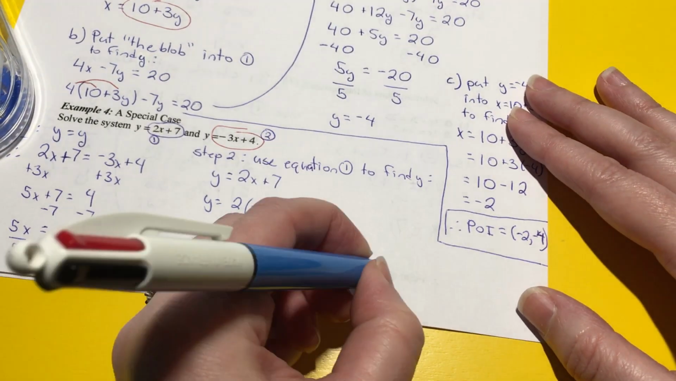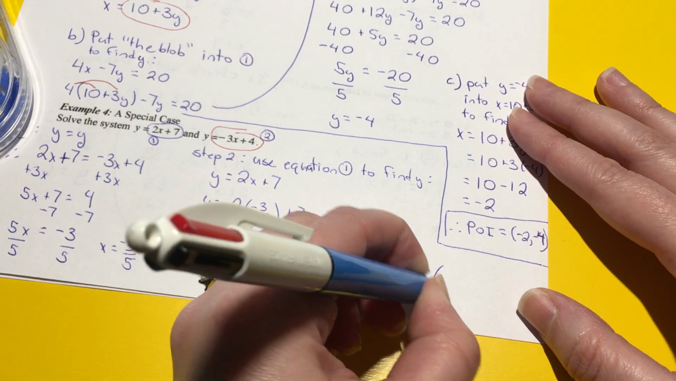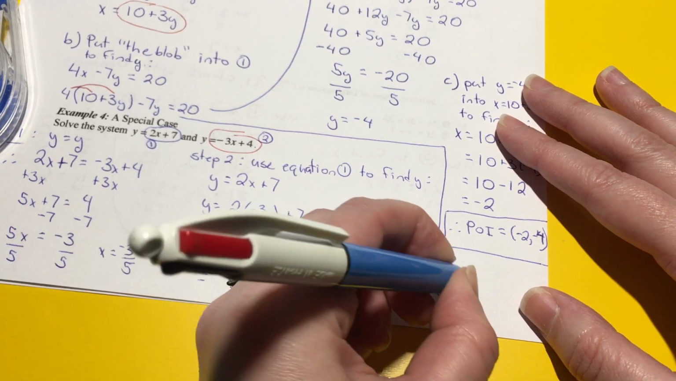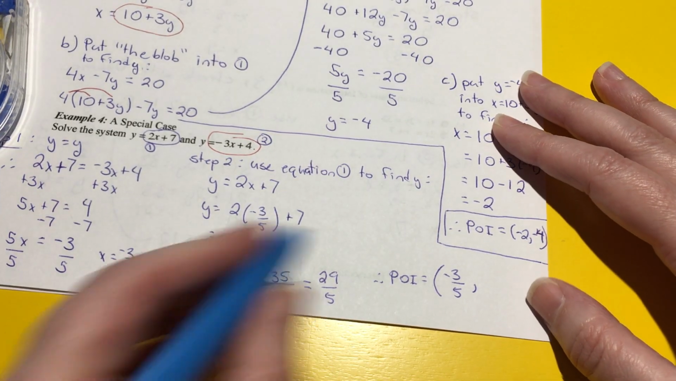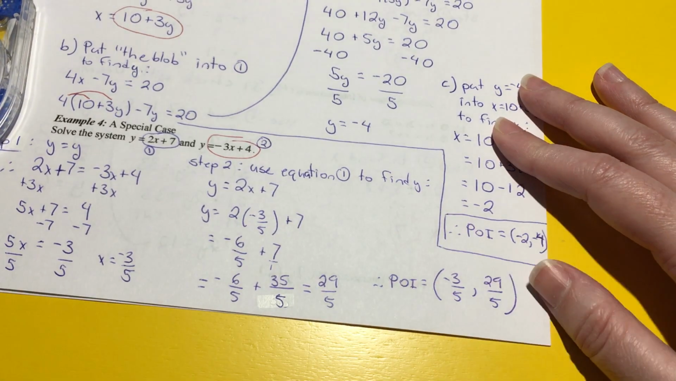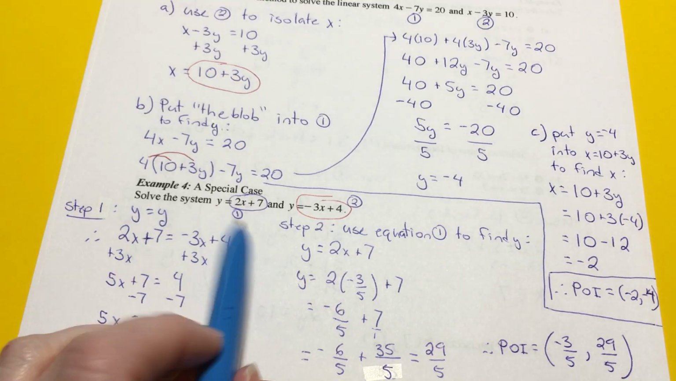So now our point of intersection is our x value negative 3 over 5, and our y value, 29 over 5. Again, you can plug this into Desmos to double check, or if you want, you can graph them.